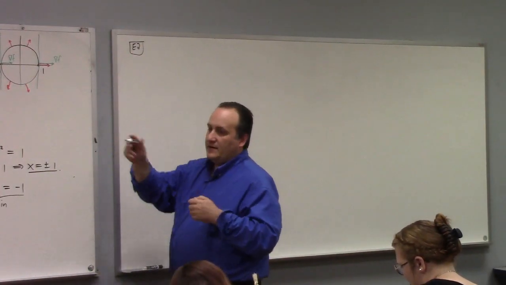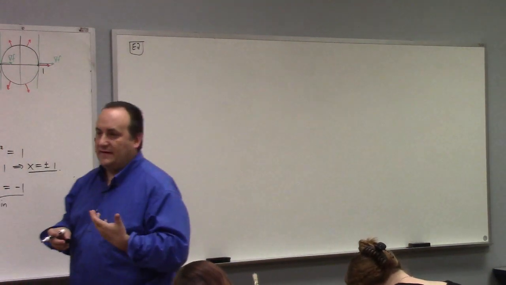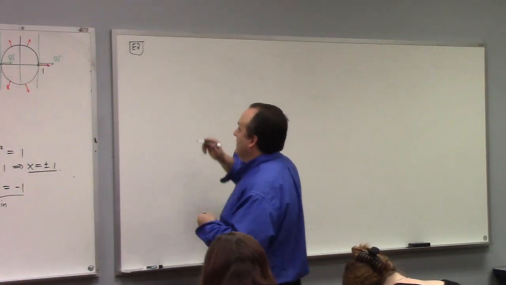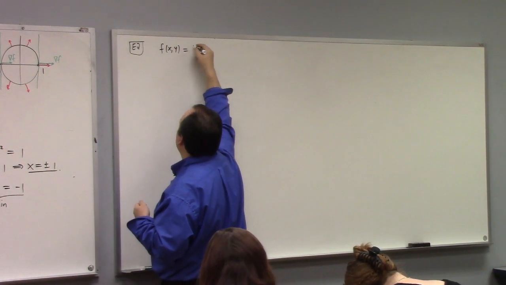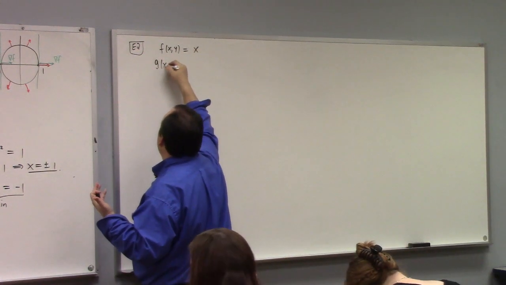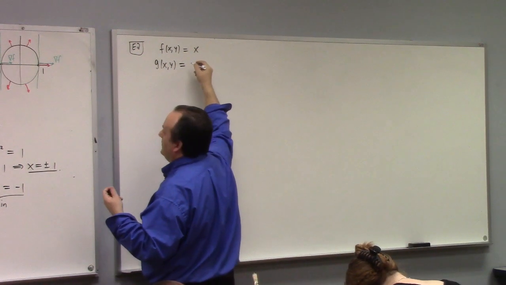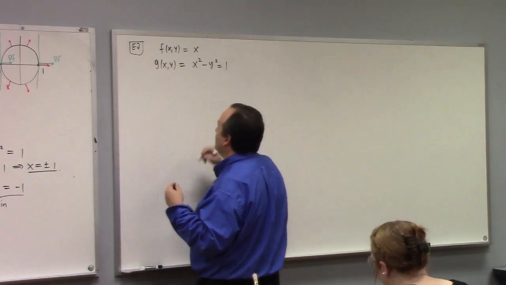See, I said that it's a necessary condition. The Lagrange multiplier condition is necessary, but it is not sufficient to guarantee that you're going to find a min or max. This example will illustrate that. F of xy equals x again, because this is a really nice example. G of xy, this time we're going to go with a hyperbola: x squared minus y squared equals 1.